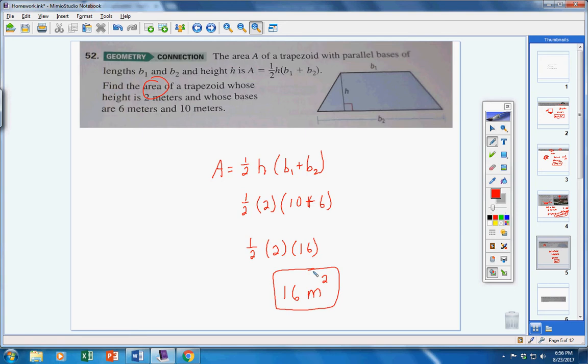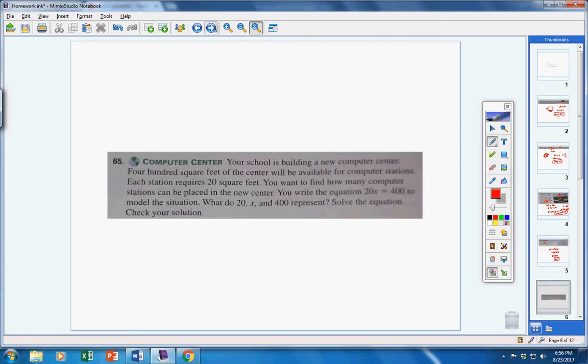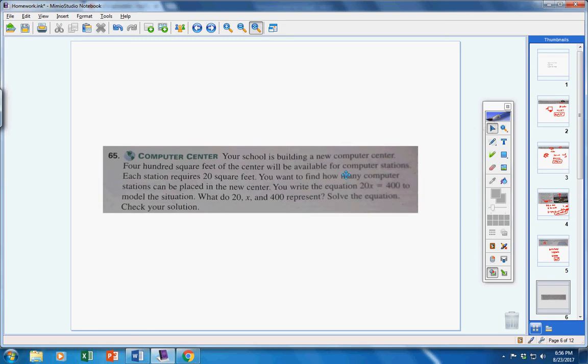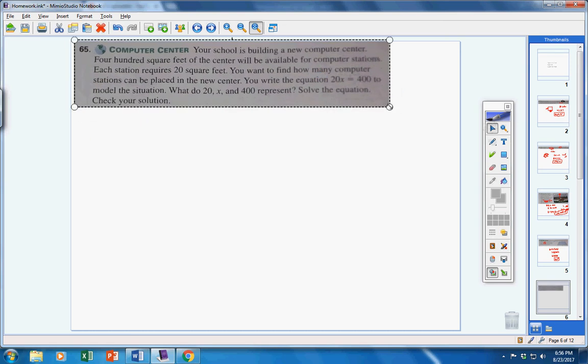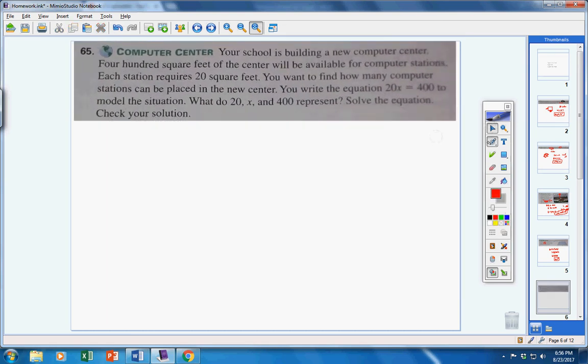Alright, okay, moving on to our last page, number 65. And here we go. Your school is building a new computer center. You have a total of 400 square feet available. Each station requires 20 square feet. You want to find out how many computer stations can be placed in the new center, so you write this equation to help you. What does 20 and x and 400 represent?